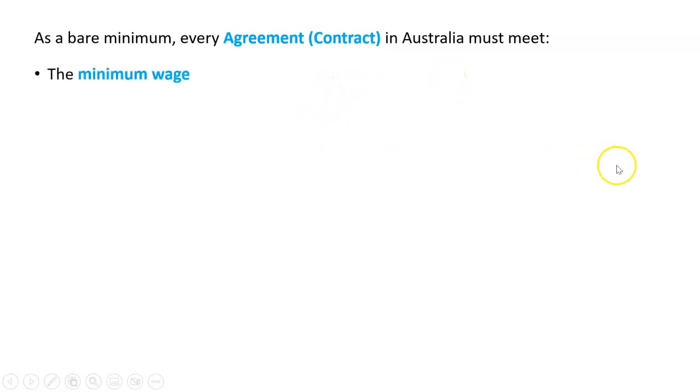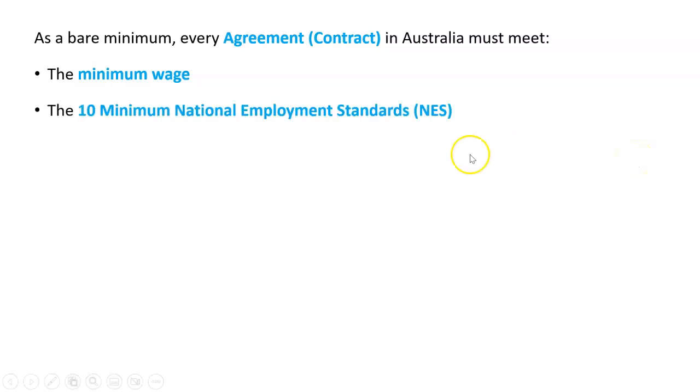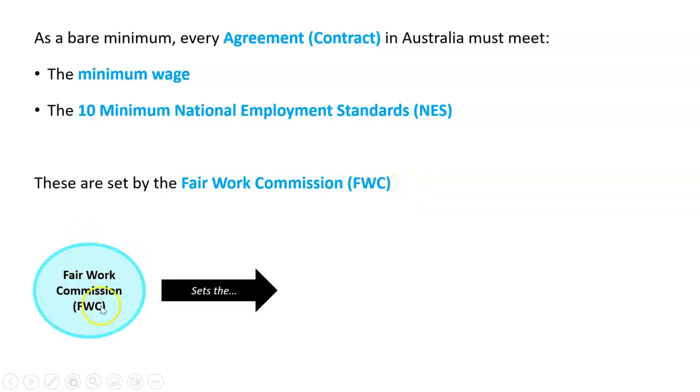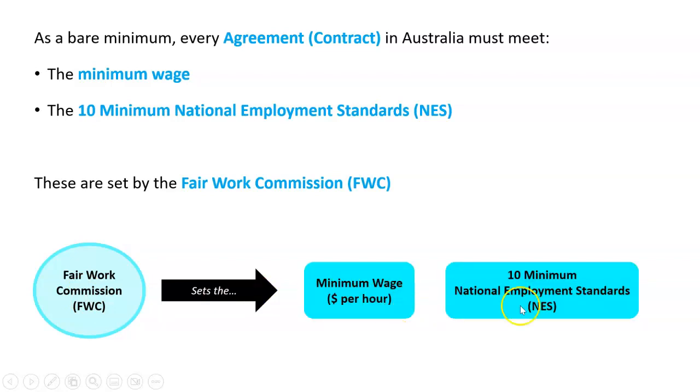So things like it must meet the minimum wage. It can be better than that, but it can't be less than that. It's also got to meet, and these are really important, the 10 Minimum National Employment Standards, or NES. And these are set by the Fair Work Commission, who we looked at as a participant in the workplace. So the Fair Work Commission, the FWC, sets two things basically: the minimum wage per hour in Australia and the 10 National Employment Standards, or NES.